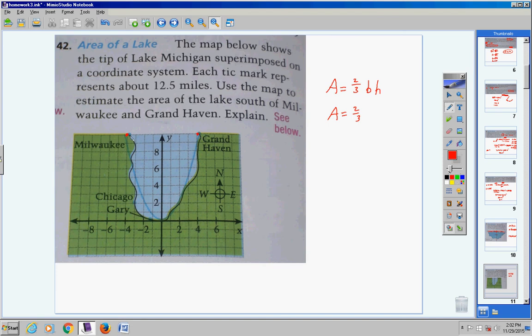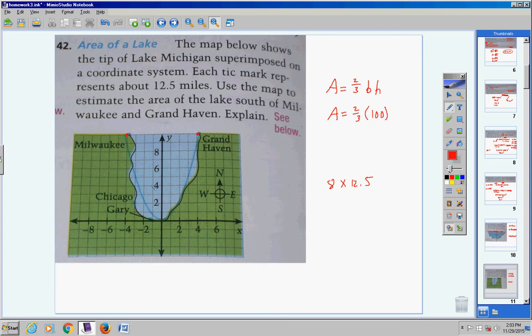Here we go. We'd have 1, 2, 3, 4, 5, 6, 7, 8. So we have 8 tick marks going across, but don't forget, guys, each tick mark is 12.5 miles. We have to take 8 times 12.5 to get the total number of miles. So 8 times 12.5 is going to give you 100. So my base is 100 miles.